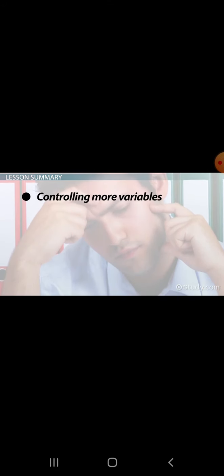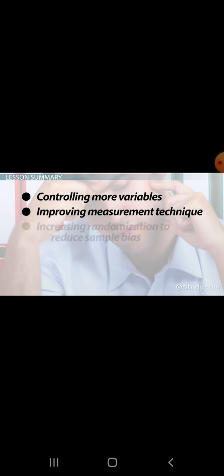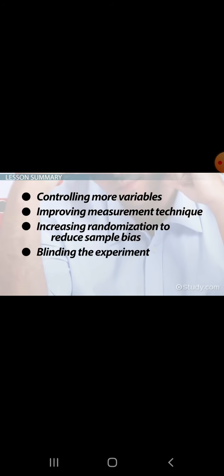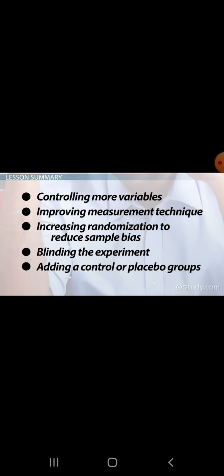Validity is a measure of how correct the results of an experiment are. Internal validity measures whether the process follows the scientific method and shows anything of value. External validity measures whether the conclusion of the experiment is the real explanation of the phenomenon. You can increase the validity of an experiment by controlling more variables, improving measurement technique, increasing randomization to reduce sample bias, blinding the experiment, and adding control or placebo groups.